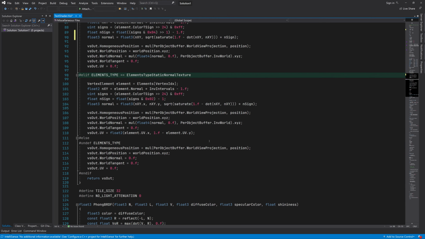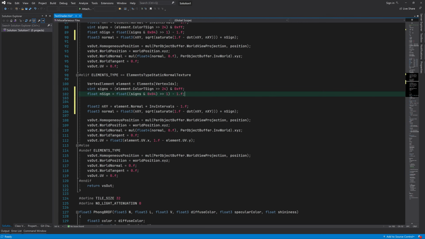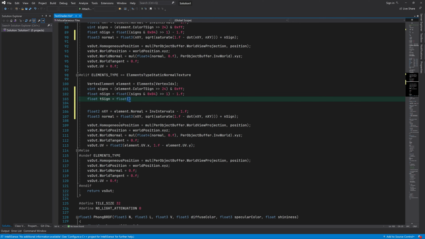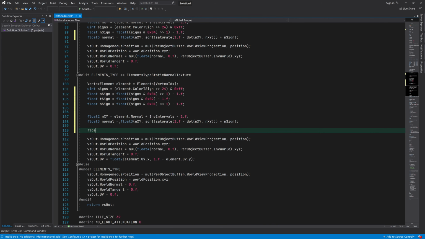We do the same thing for vertices with UV coordinates, but this time we also need to read the tangent information. So the tangent z component sign is in the second bit and the handedness is in the first bit position. By subtracting 1 from each of these, we get either +1 if the bit is set or -1 if the bit is not set. Then we can unpack the tangent vector in the same way as we did for the normal vector.